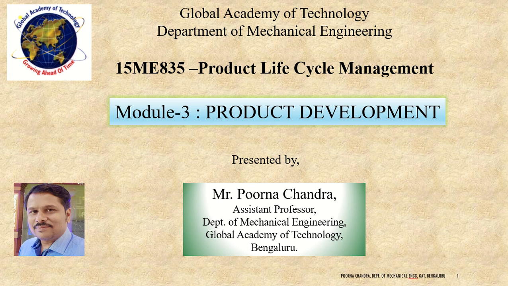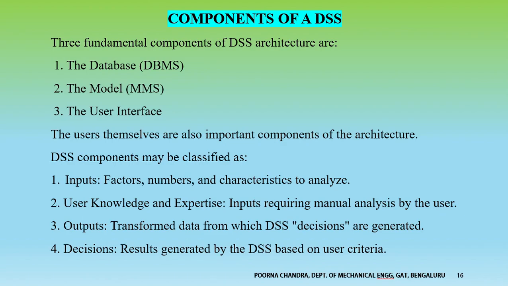So now we shall understand Module 3, Product Development under PLCM. Under that we shall understand the components of decision support system. Three major components of decision support system are: number one, the database; number two, the model; number three, the user interface. The users themselves are also important components of the architecture.